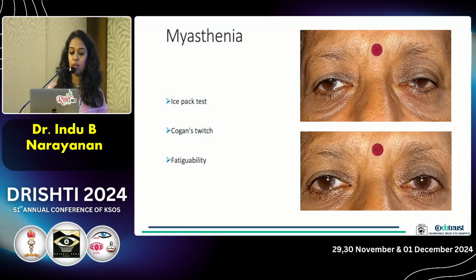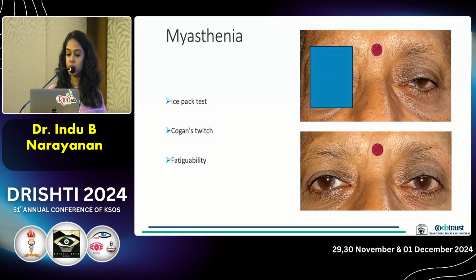So myasthenia, how do we test for myasthenia? The most important test is the ice pack test, which has a very high specificity, with around 90% sensitivity. Here the ice pack is kept over the eye for around 2 minutes, and you can see that after 2 minutes there is an improvement in the ptosis. It's a positive one. Now Cogan's twitch, how do we do that? Ask the patient to look down for around 30 seconds and then look straight, and look for any upshoot of the upper lid. And fatigability, not that specific, but still ask the patient to look up for 30 seconds and look for the fatigue of the upper lid.